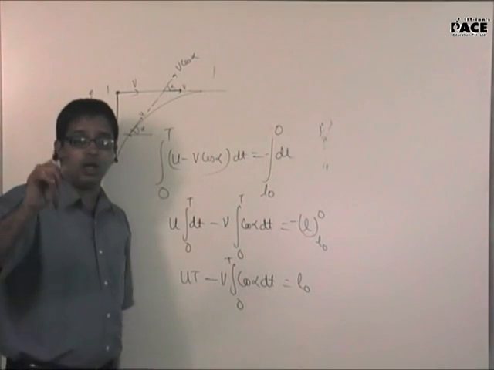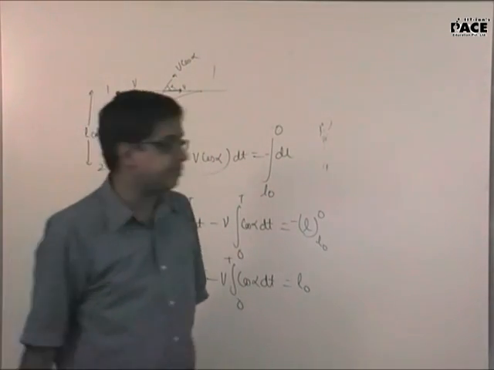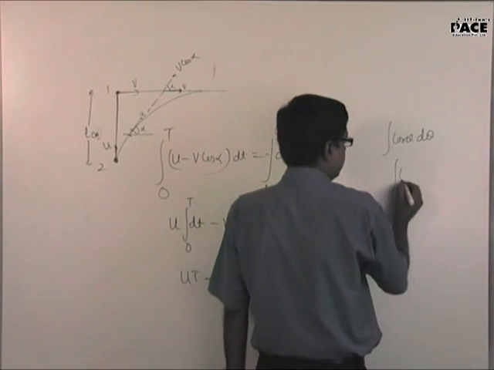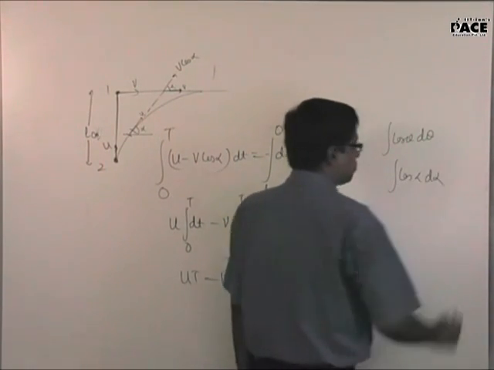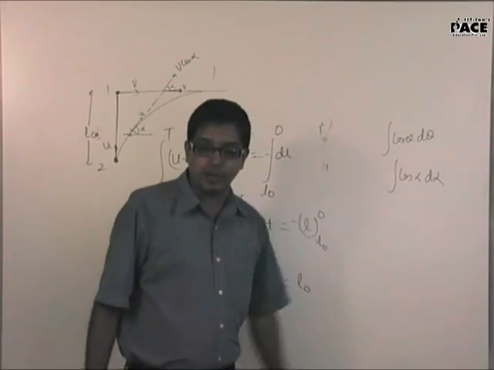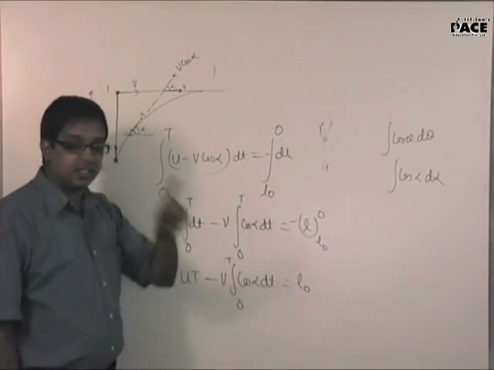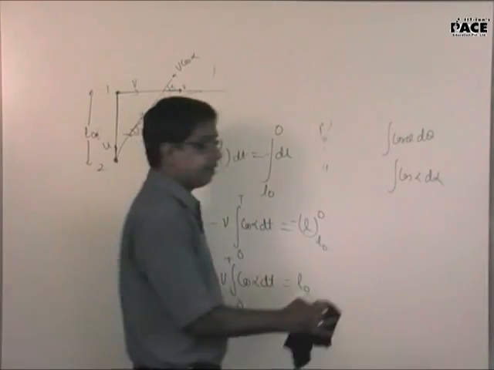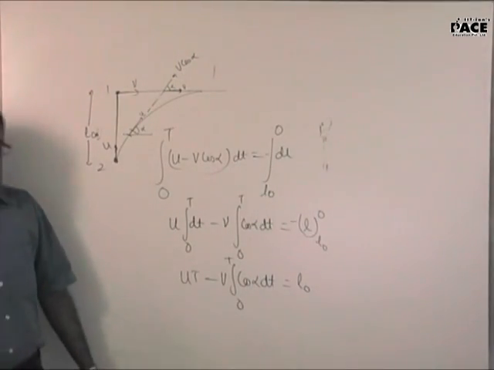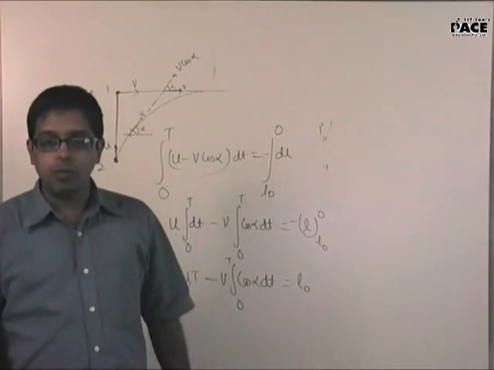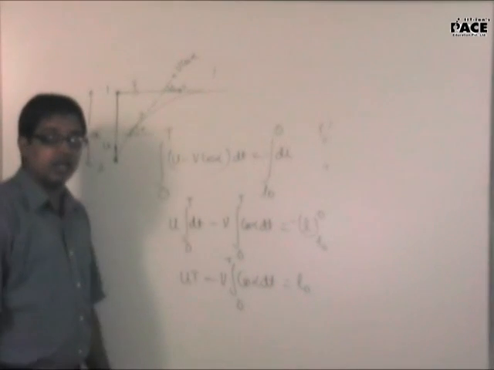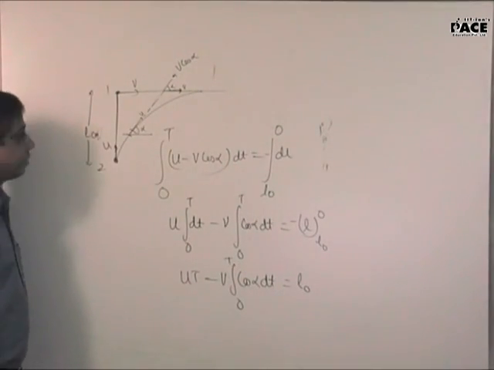I know integral cos theta with respect to theta. Integral cos alpha with respect to alpha. Integral of something with respect to the same variable. But integral cos alpha with respect to t is not known to me. So what best can we do? Either we should use a mathematical tool or we go ahead with one more way, the alternate way. What is that alternate way? Look at the alternate system.